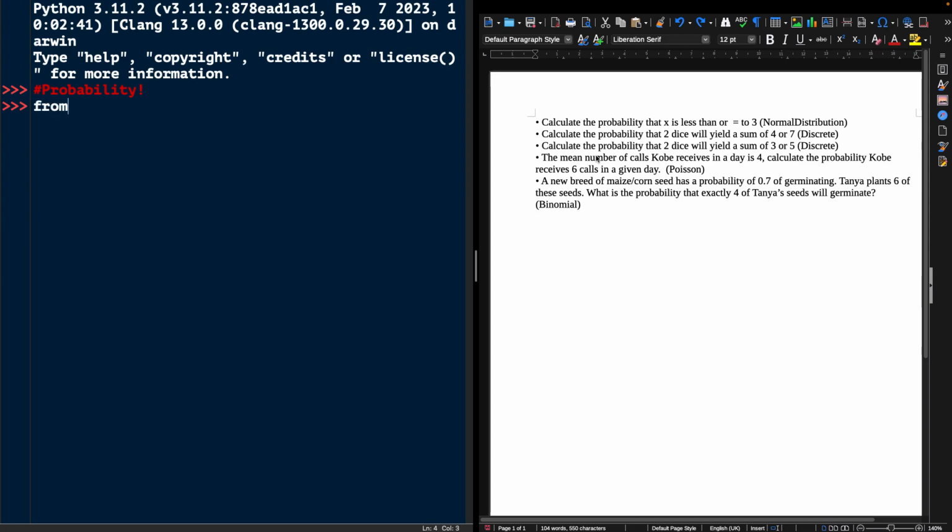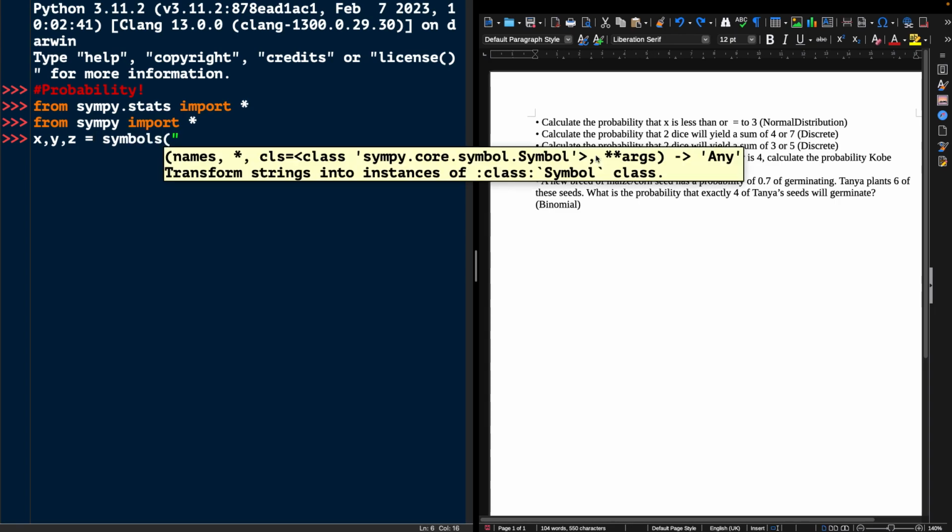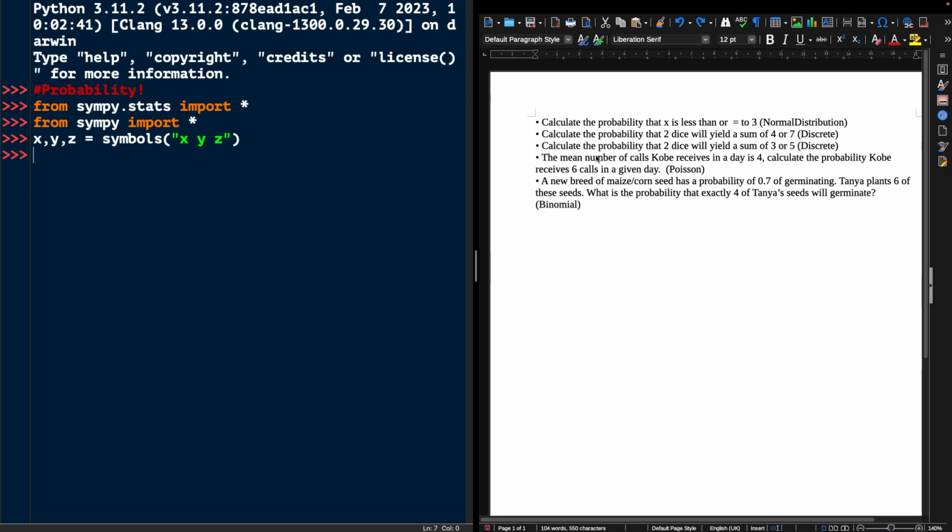Cool, let's get started. So from SymPy.stats import star. Then from SymPy again, import star, right? And then my symbols, so x, y, z symbols, so x, y, and z. Right, and then init printing, so just to print nice answers. Right, okay, cool. So let's get started.